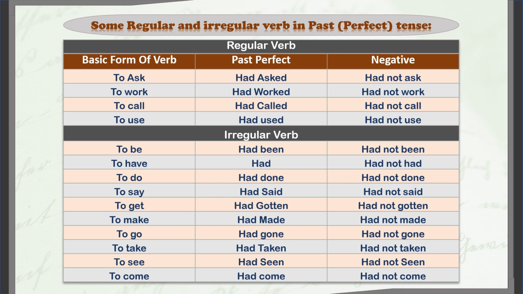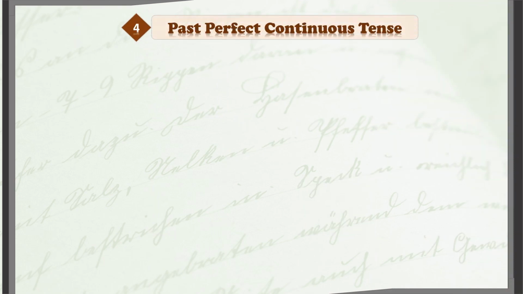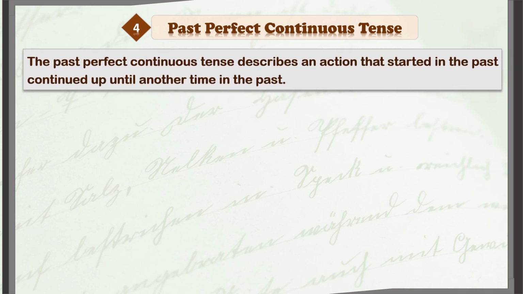Now we are moving towards the fourth and the last aspect of past tense, which is past perfect continuous tense. The past perfect continuous tense describes an action that started in the past, continued up until another time in the past.